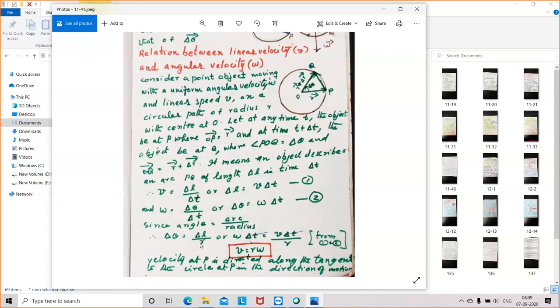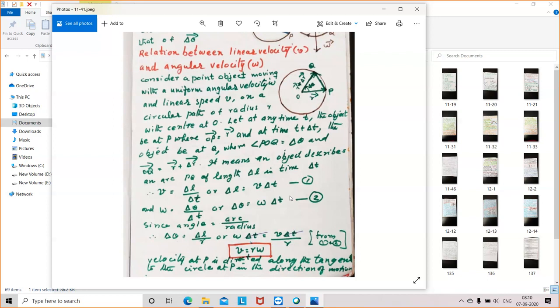We are taking magnitudes here. So we substitute the above two equations in the expression angle equals arc length by radius. In place of delta theta, we substitute omega delta t. In place of delta L, we substitute V delta t. When we substitute, delta t cancels, and cross multiplying these two terms we get V equals R omega. So the magnitude of velocity we got. This is the relation connecting linear velocity and angular velocity: linear velocity V equals R omega.